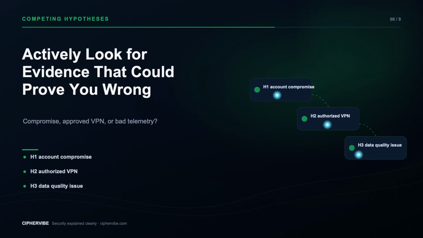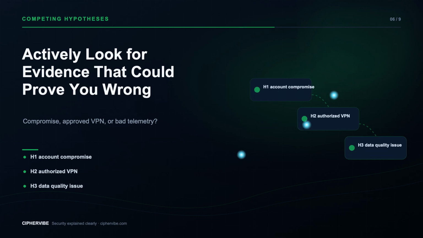Write at least two plausible explanations. Hypothesis 1. An attacker used Lena's account. Hypothesis 2. Lena used the approved VPN and the detection baseline had not learned the new address. Hypothesis 3. Duplicate or delayed telemetry created a misleading sequence.